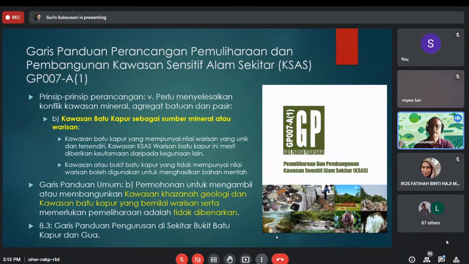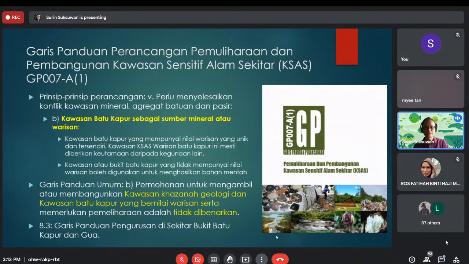They have some specific guidelines, or Garis Panduan, in terms of how these KSAS areas can be developed or conserved, right? So again, kawasan Batu Kapur, or limestone areas, are mentioned there. But the interesting thing here is that this guideline recognizes that there is a conflict. There's often a conflict between the use of the limestone hills as either a source for minerals or as a heritage.